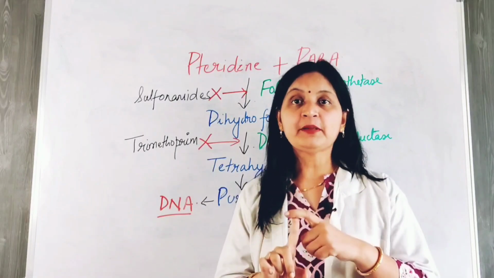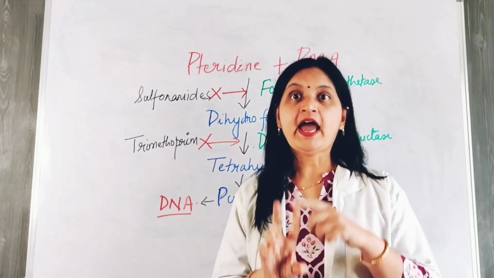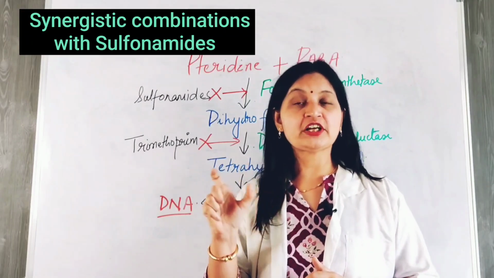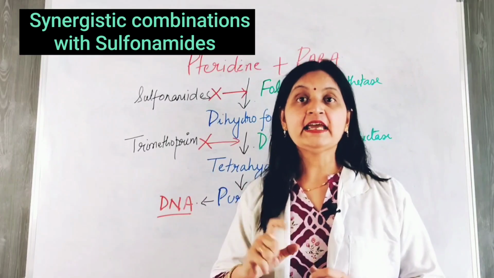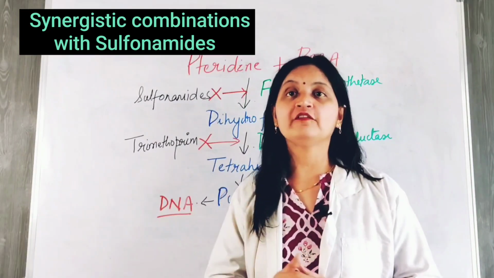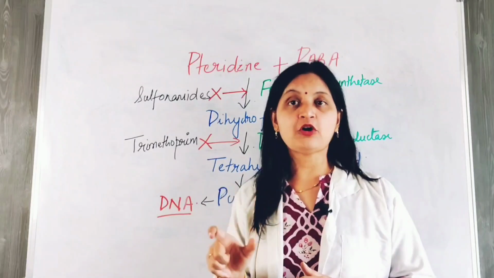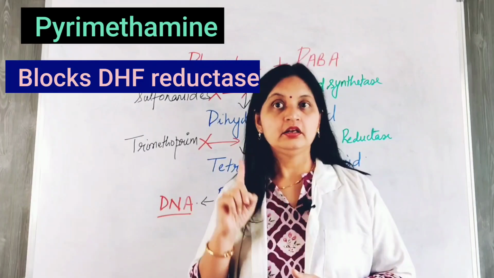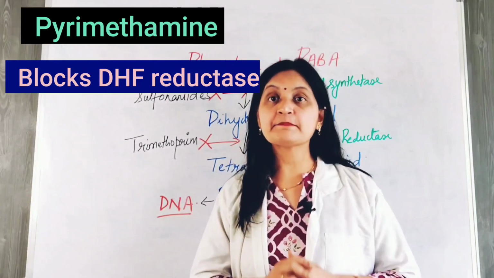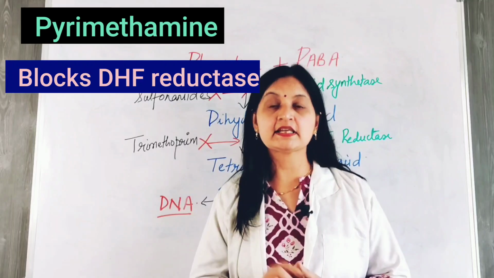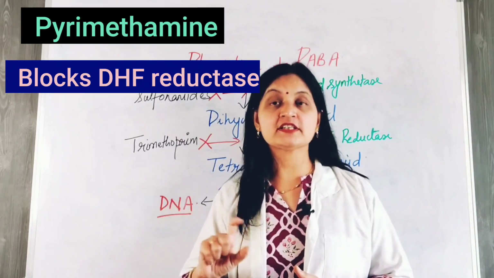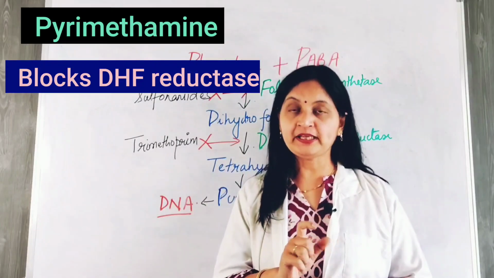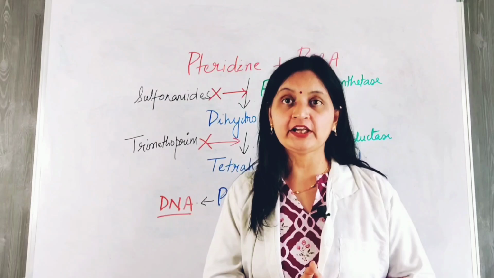So to sum up, sulfonamide inhibits the folate synthetase enzyme and trimethoprim inhibits dihydrofolate reductase enzyme. It is a synergistic combination because the combination of the effect is greater than the individual effects of the drug. So it is known as a synergistic combination, and the combination is also known as co-trimoxazole. Now to be noted that there is a third drug which is known as pyrimethamine, which produces action against dihydrofolate reductase enzyme, which is blocked by trimethoprim. So both pyrimethamine and trimethoprim block the same enzyme, that is dihydrofolate reductase enzyme.